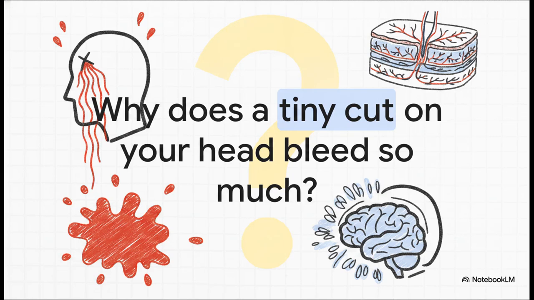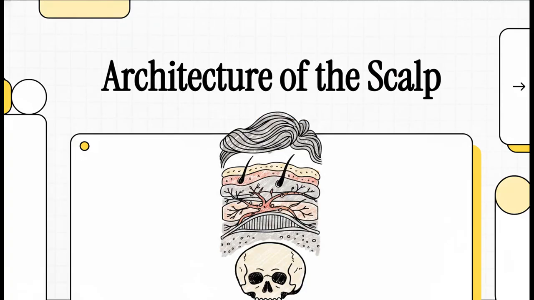Have you ever noticed how even the tiniest, most insignificant little bump or scratch on your head can bleed like absolute crazy? Seriously, it can look terrifying, like something straight out of a slasher film, even when the actual cut is incredibly minor. Well, why does that happen? The answer is actually locked inside the brilliant and surprisingly intricate biological architecture sitting right there on top of your skull. So, let's get right into it.